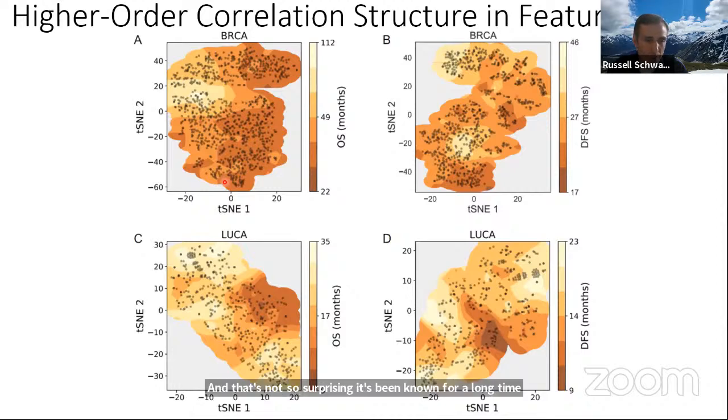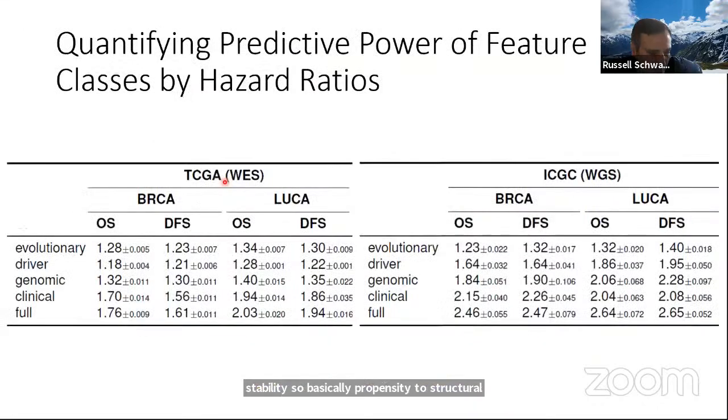More mutable tumors have worse outcomes. Tumors that are mutable by what's called chromosome instability, so basically a propensity to have structural variations, have worse outcomes. And that ultimately lets us come to the real question we're trying to answer here, though, which is, among all those features, how important are the evolutionary ones?